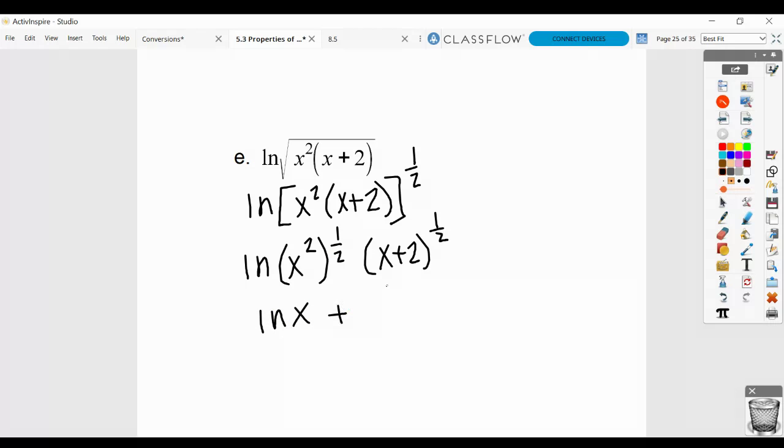Then we would have plus the ln of x plus 2 to the 1/2 because we're multiplying here. So this is the product property. So we have to add. And then the only thing you have to look at here is now we have that 1/2. It's the power. So you bring that out front.